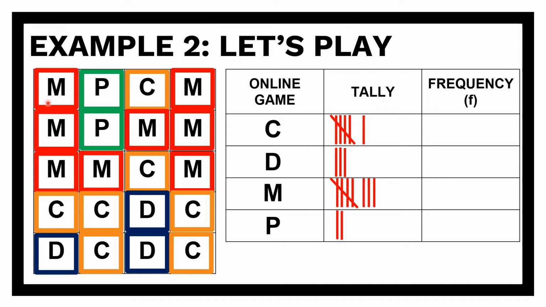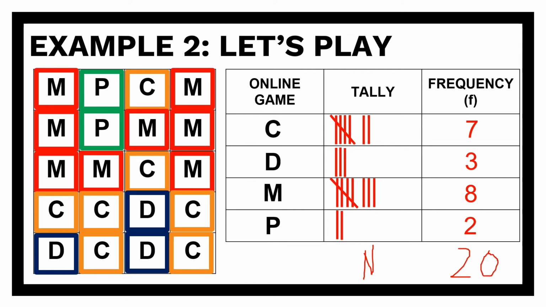So let us count the frequency. So here we have 1, 2, 3, 4, 5, 6. So we have 7 for that. Then D, 3. For letter M, we have 8 responses. And P, 2. So let us add this. If the total is 20, so 7 plus 3 plus 8 plus 2, the total is 20.